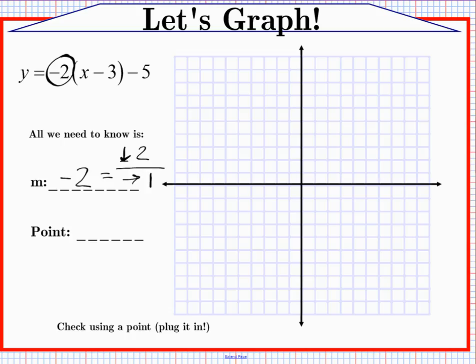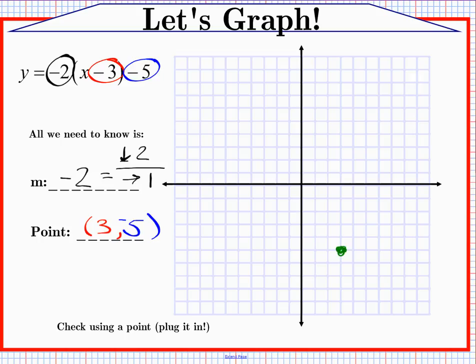Now, to find the point, I remember that this -3 gives me the opposite of an x-coordinate. So I'm going to write down +3. And the -5 gives me my y-coordinate. So altogether, that's going to make a point at +3, -5.